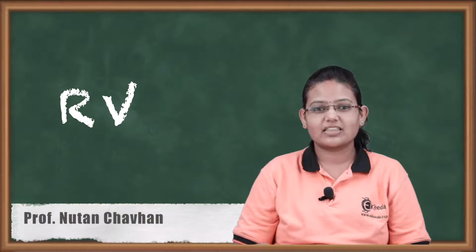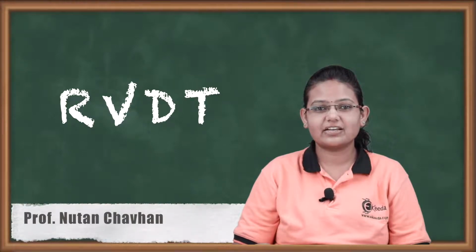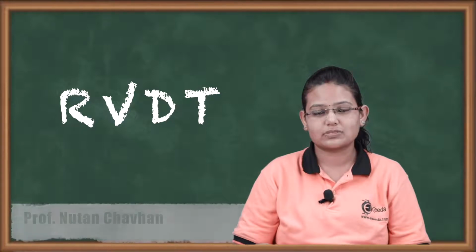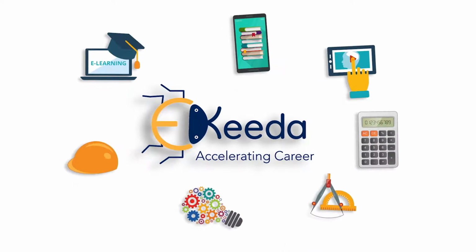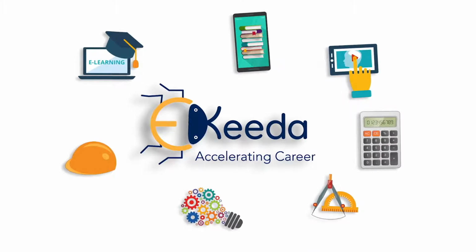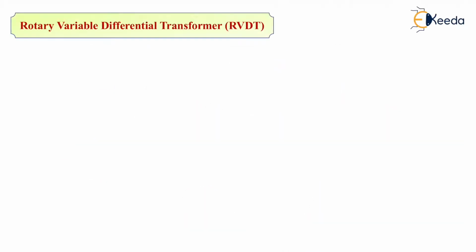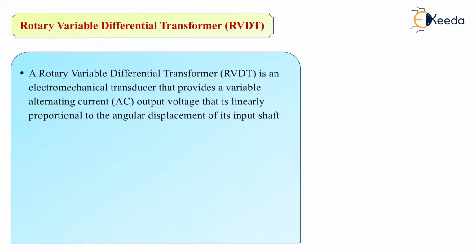Hello friends, in the previous lecture we have seen LVDT, its types and its characteristics. In today's lecture we have to focus on RVDT, that is rotational variable displacement transducers. RVDT, what is RVDT? These are the rotary variable differential transformers.